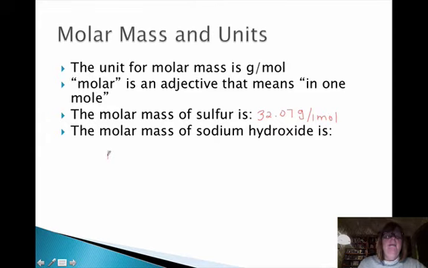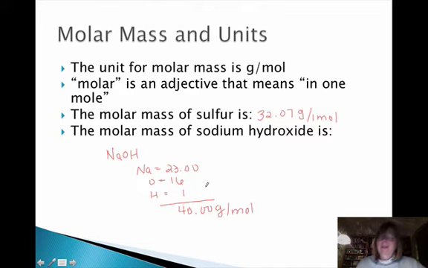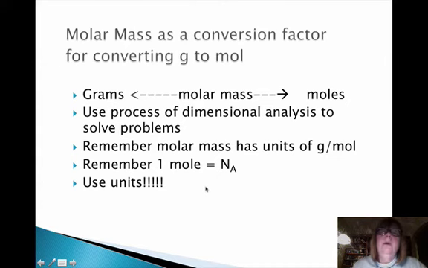Sodium hydroxide, NaOH. So we have one sodium, which is 23, one oxygen, which is 16, and one hydrogen. When we add them all together, we get the molar mass of sodium hydroxide is 40 grams per 1 mole. All right, now how do we use molar mass? Well, the unit of molar mass is grams per mole. It's used as a conversion factor between grams and moles.